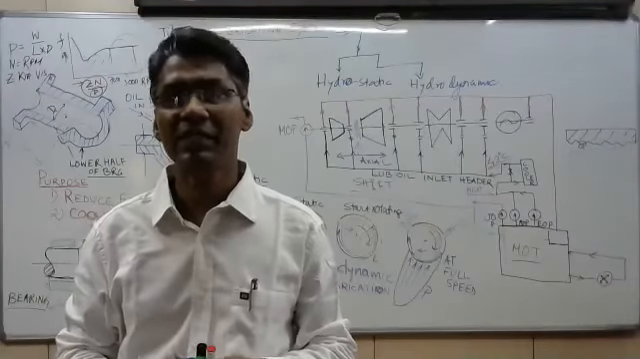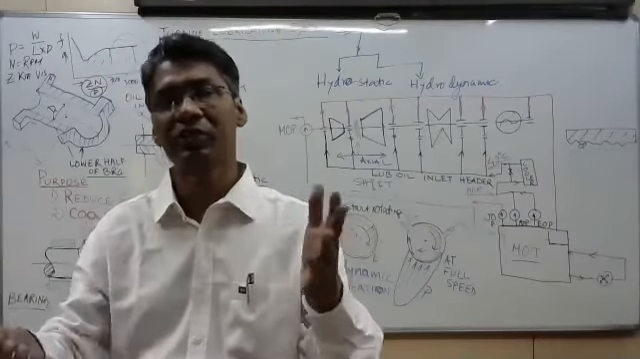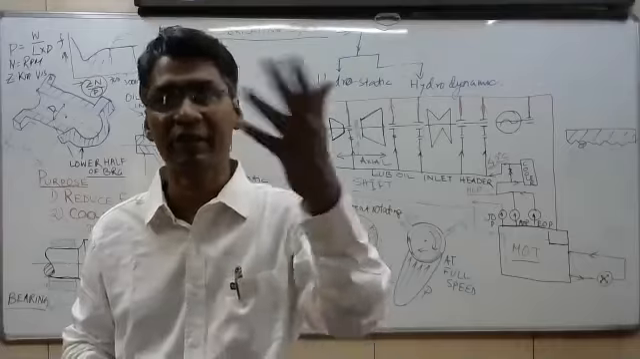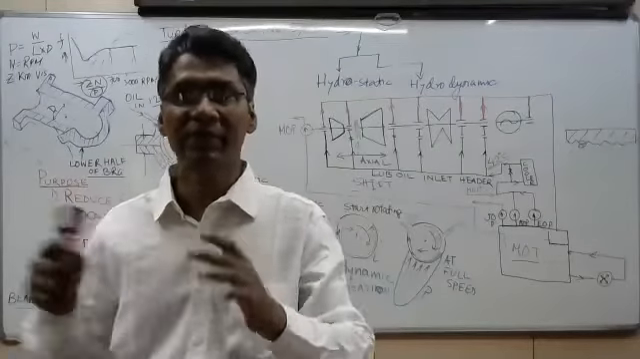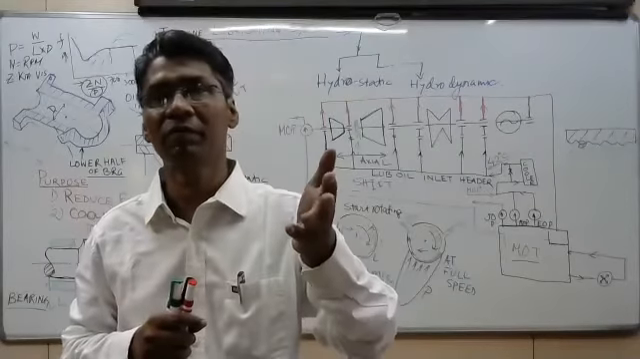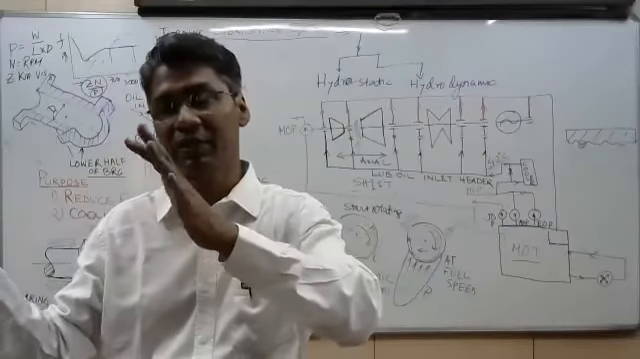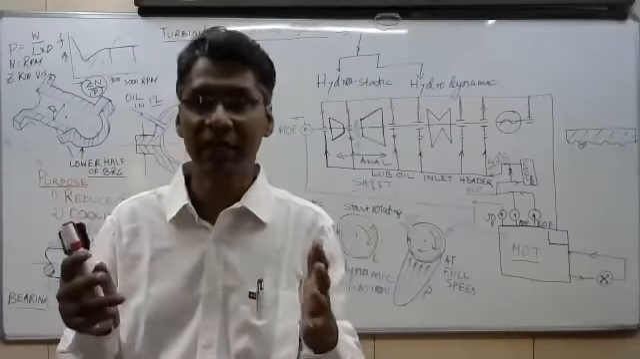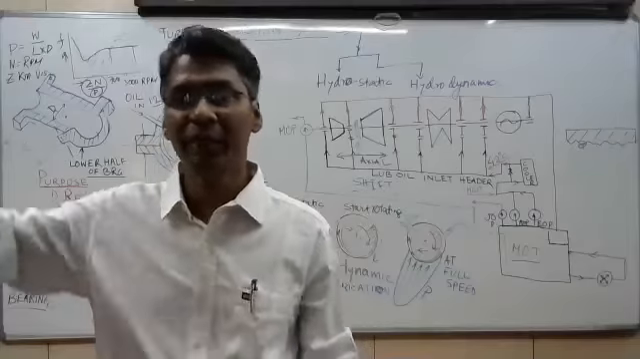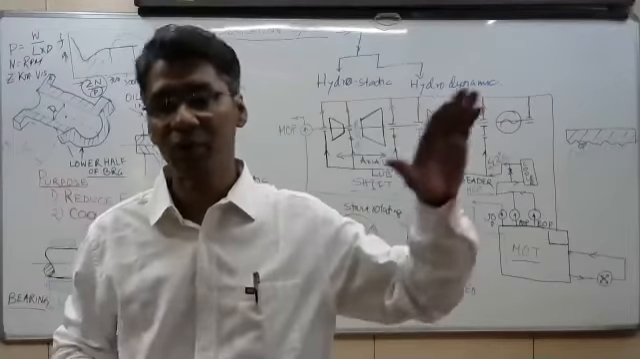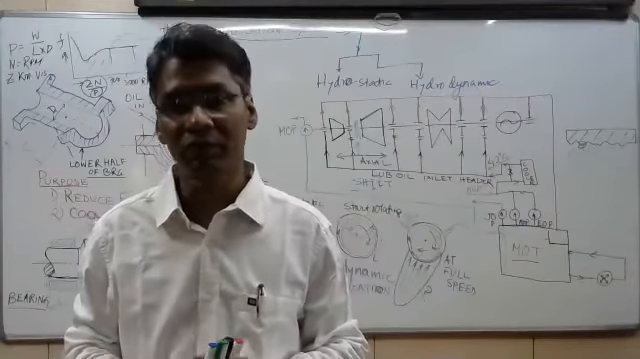Jacking oil supply is already automatically stopped. The jacking oil pump stops after 600 or 700 RPM, as per the manufacturer recommendation. Suppose some turbine maybe 600 RPM, some turbine 700 RPM, or some turbine maybe 400 RPM. After 400 RPM, automatically from the speed, the jacking oil pump stops. We don't have to stop it.